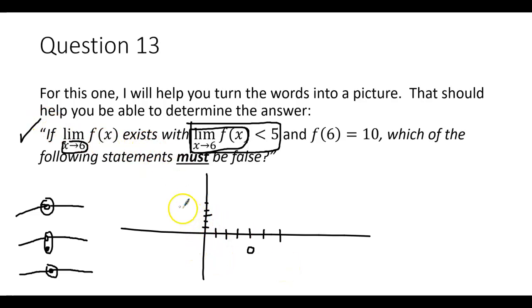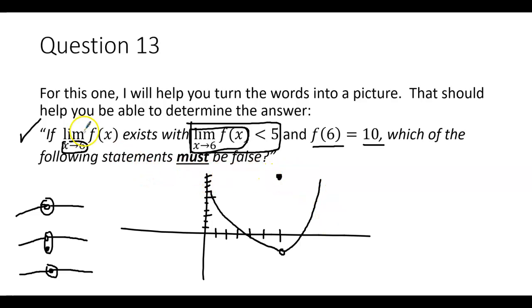So the limit exists. So I know that from the right and from the left, they have to meet at that point, okay? Now they're telling me, though, that f of 6, the actual dot at x equals 6, has to equal 10. So that's 6, 7, 8, 9, 10. Oh, I just realized I put my graph in the wrong spot. X equals 6 is over here, so let me move it over a little bit. My bad. Sorry. Anyway, f of 6 equals 10. So the actual dot when x equals 6 is at 10. So 6, 7, 8, 9, 10. So we're going to have a dot up here.